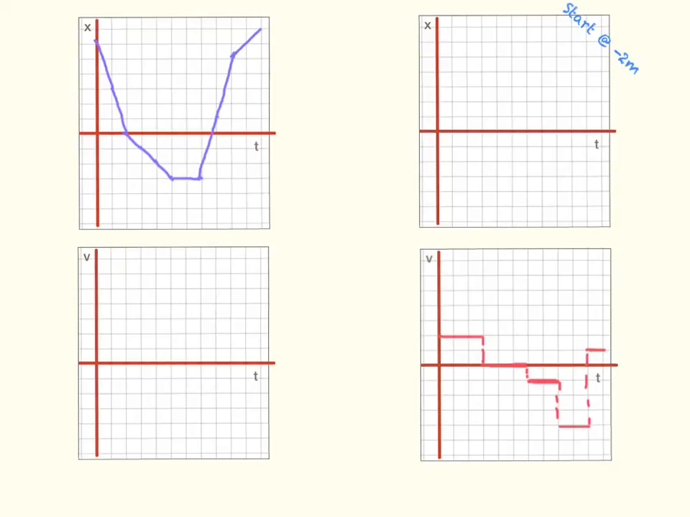And just to keep it consistent with my answer, start at position -2, which would be right here, because we're just assuming all of these units are going by 1. So pause the video and try to sketch those graphs, and then you can play it again to check the answer.